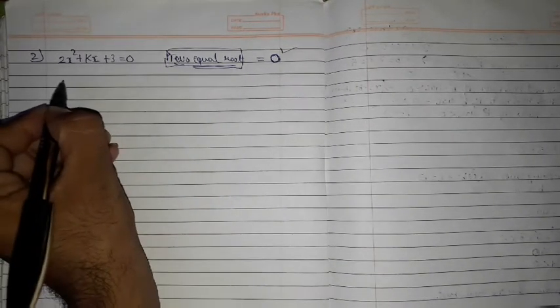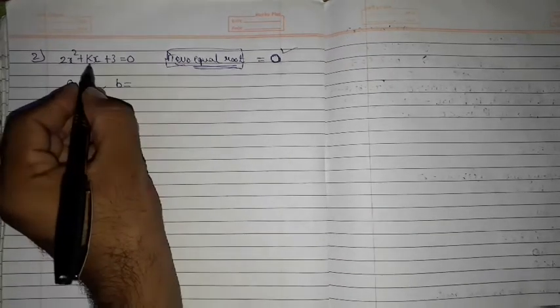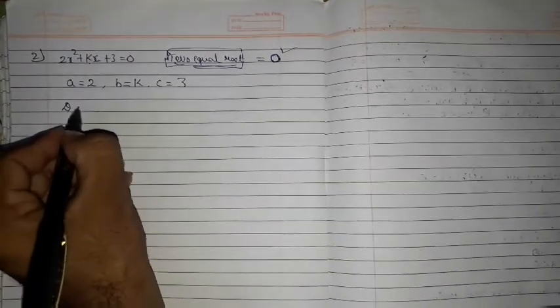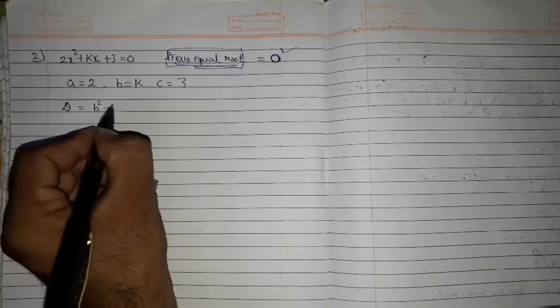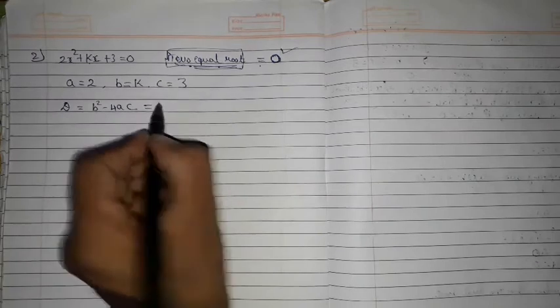Now see how we'll solve it. First I'm comparing this equation, so the value of a would be 2, the value of b would be k, and the value of c would be 3. First I'll find the discriminant. We know that discriminant equals b square minus 4ac. One more thing, they have given two equal real roots, which means we have to take it equal to 0.